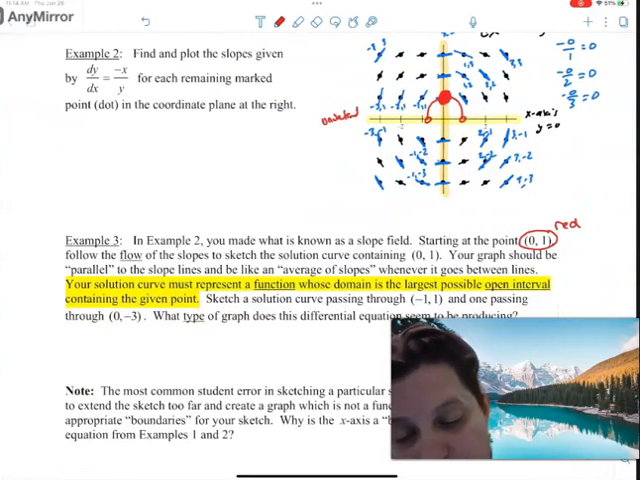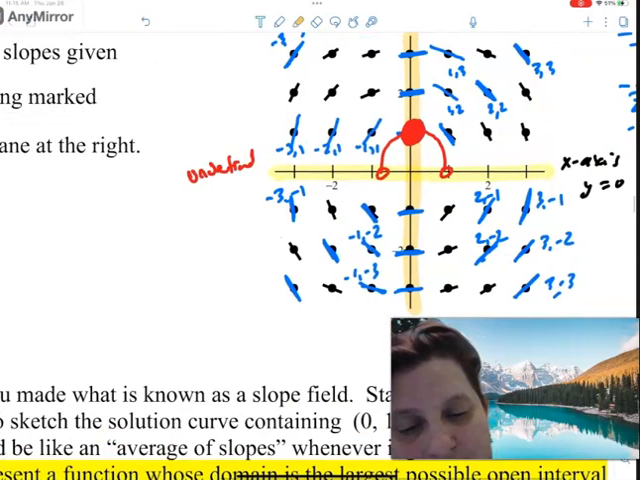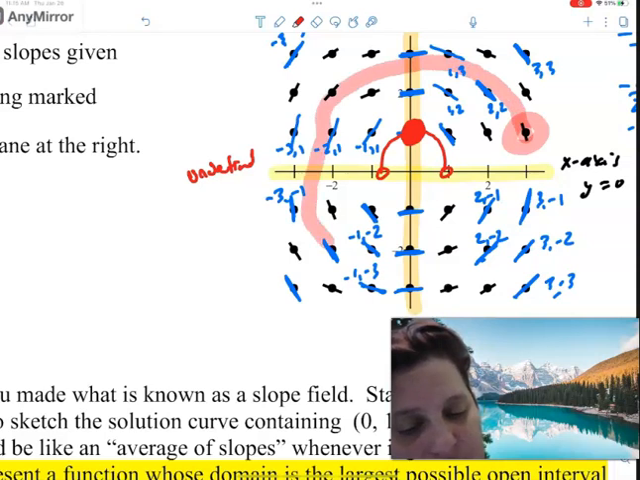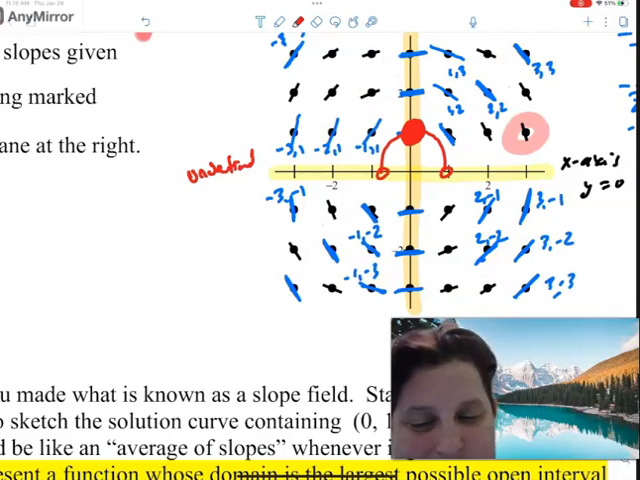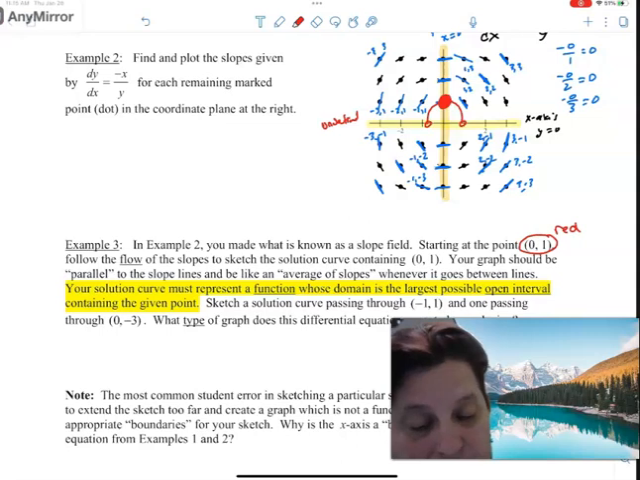Okay, so follow the flow of the slopes to sketch a solution curve. Your graph is parallel to the slope lines, like an average of slopes. So wherever I give you a point, let's say I start over here, you're just going to follow your way through. It's not very exact or anything. You're just kind of sketching that out. Okay. This is really important. Your solution curve must represent a function whose domain is the largest possible open interval containing the point.